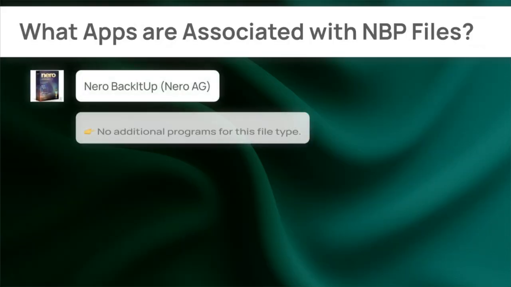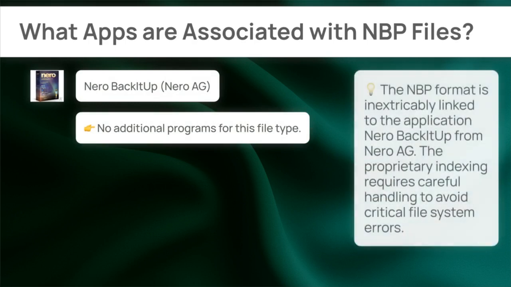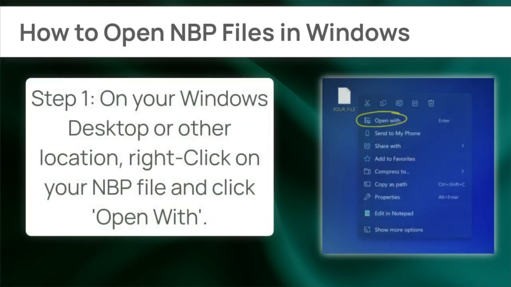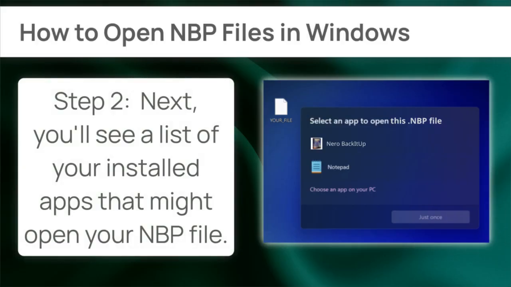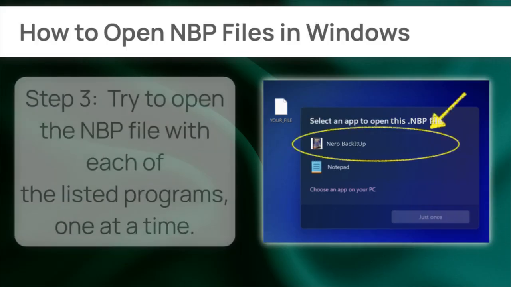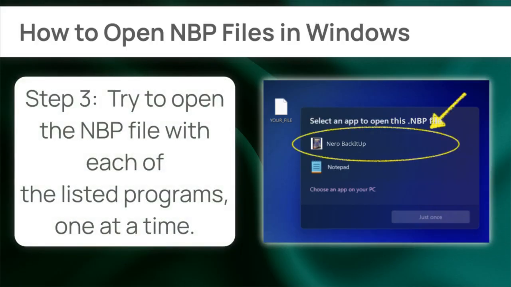Technically, the best program for NBP is usually Nero BackItUp from Nero AG. The file's embedded scripts necessitate a sandboxed environment not offered by Windows. Windows typically cannot interpret these files directly, so reading them requires associated backup software. To open this specific NBP file, right-click your file and select Open With. If Nero BackItUp is available, use that first. If it's missing, choose another program. Don't worry if it takes a few attempts to find the right software.